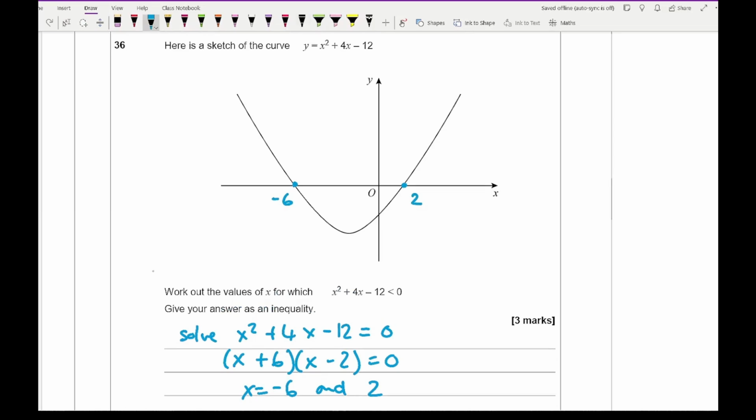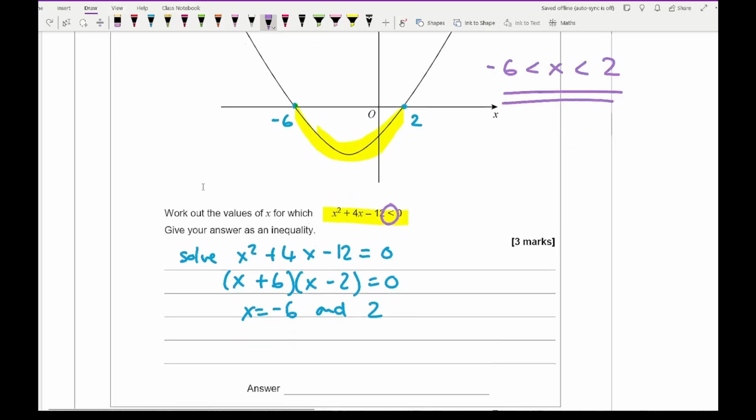Now with this inequality, I want the values of where the curve is less than 0. So I'm wanting this region here. Now the region of that is where x, don't know why I'm trying to write with a highlighter. So this is where x is between minus 6 and 2. And it's not going to be equal to because there's no equal to on this inequality. So that there is going to be my final answer for that one.